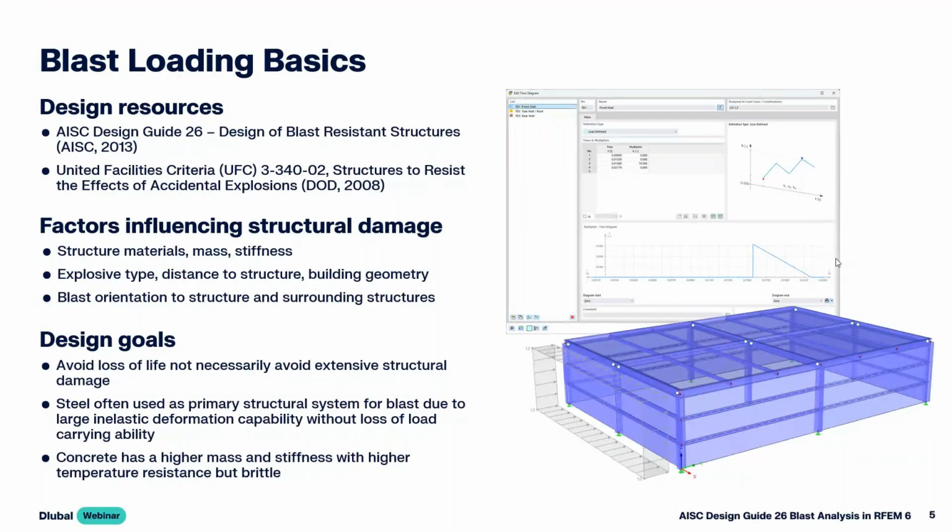We often see steel used as a primary structural system for blast loads, and this is due to the large inelastic deformation capability without the loss of load carrying ability. We're talking about the plastic deformation that steel allows for, therefore it has very high ductility and flexibility. In contrast, concrete certainly has a higher mass and stiffness to resist these high impact loads, also a higher temperature resistance, but it's a very brittle material. So it's not going to be as ductile as steel. Both of these materials certainly have their pros and cons.